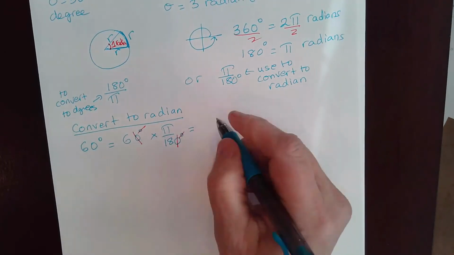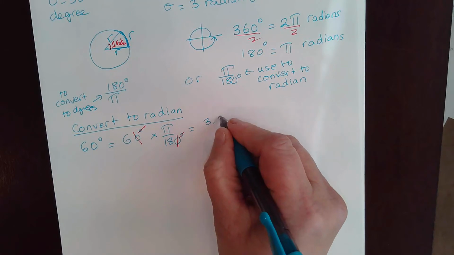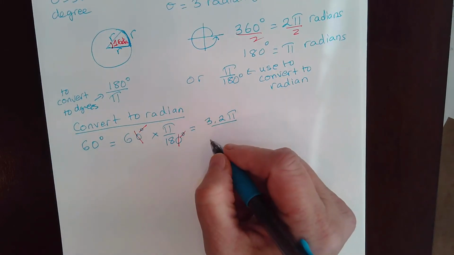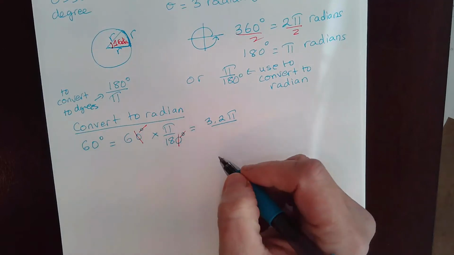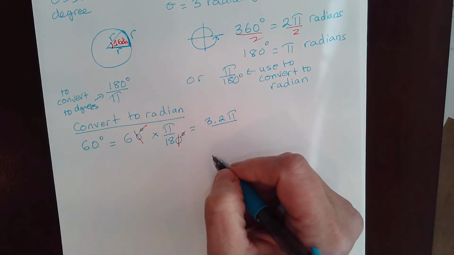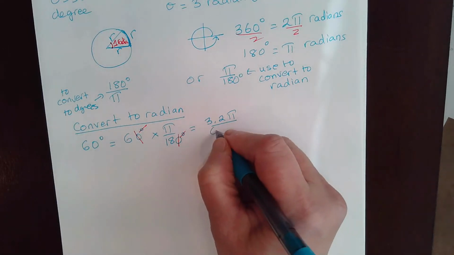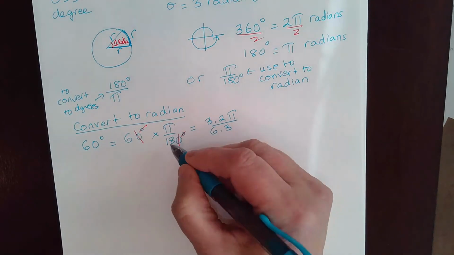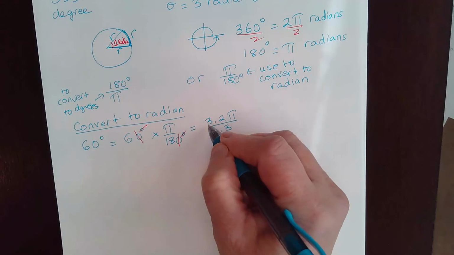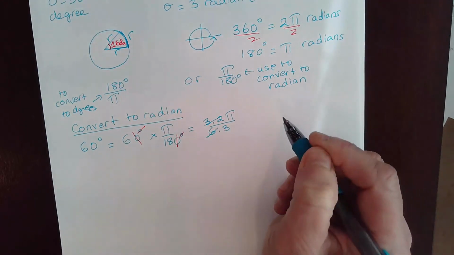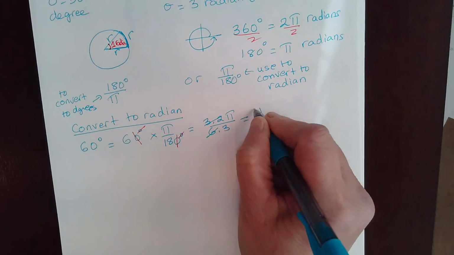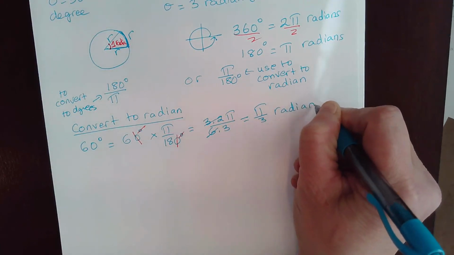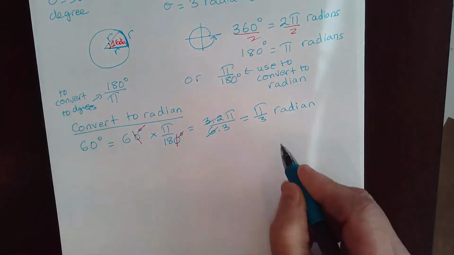I can rewrite 6 pi as 3 times 2 pi over, or I didn't have to because this is 6 times 3. So I didn't need to change this. But anyways, 3 times 2 is 6. This cancels with 6. And the answer is pi over 3 radian. So 60 degrees is pi over 3 radian.